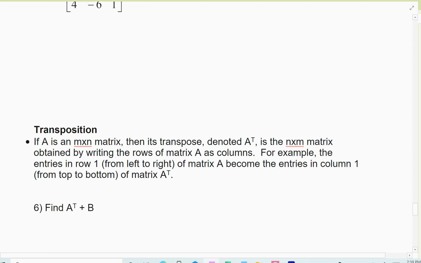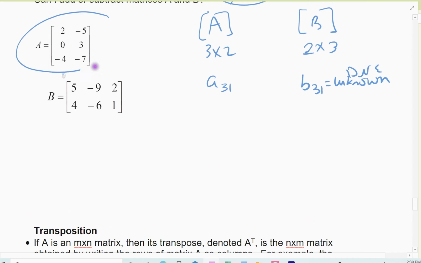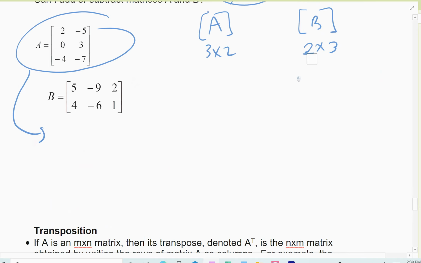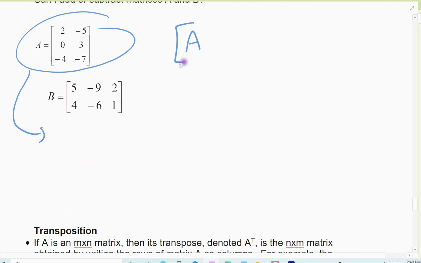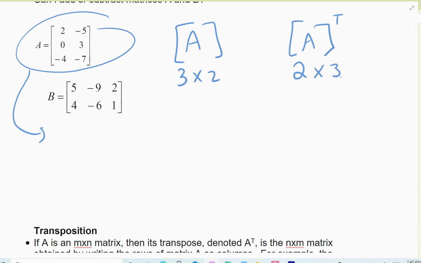So what was in row 1, the numbers going from left to right, becomes the entries in column 1 of the transposed matrix going from top to bottom. And I'm going to do that in A. So I'm going to take my matrix A and write its transposition. Remember, matrix A was a 3 by 2. Rewrite all of this. My matrix A had 3 rows by 2 columns. When I take my matrix A and do the transposition of it, it should flip that and become 2 rows and 3 columns. What was row 1 becomes column 1. What was row 2 becomes column 2.